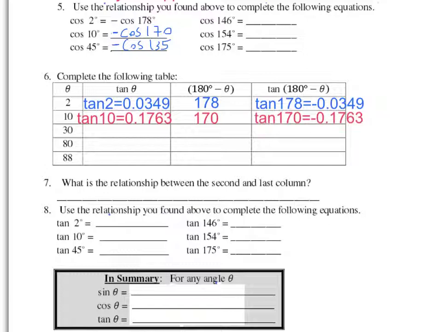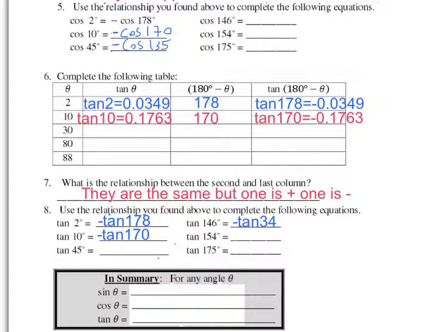So what is the relationship between the second column and the last column? Well, again, they are the same, but one is positive and one is negative. So we can say that tan of 2 is equal to negative tan 178. Tan of 10 is equal to negative tan 170. Tan of 146 is equal to negative tan 34.